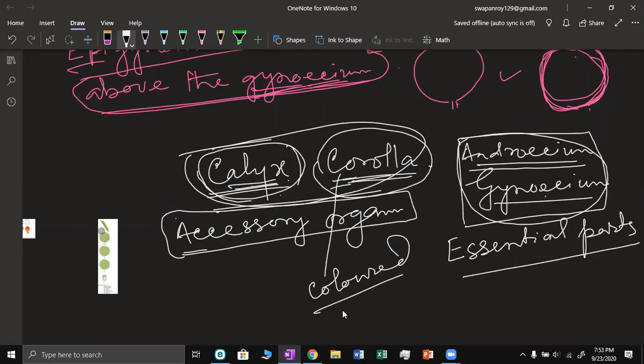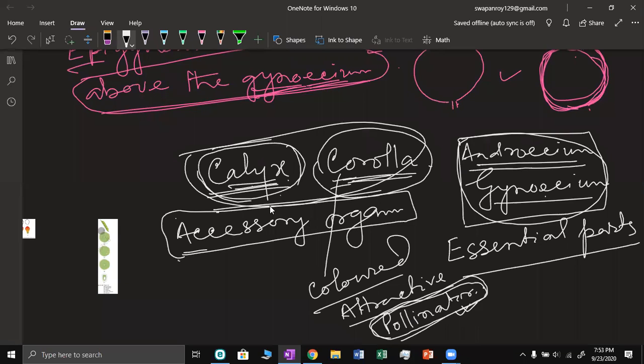But the role of corolla is slightly different, because we see that corolla is mostly colored, and it is attractive. So this attractive corolla attracts the pollinator. Pollinator means those agents which carry out pollination, which is a very important part of the sexual reproduction in plants. So that's why they are helping directly or indirectly in the process. So these two are accessory organs.